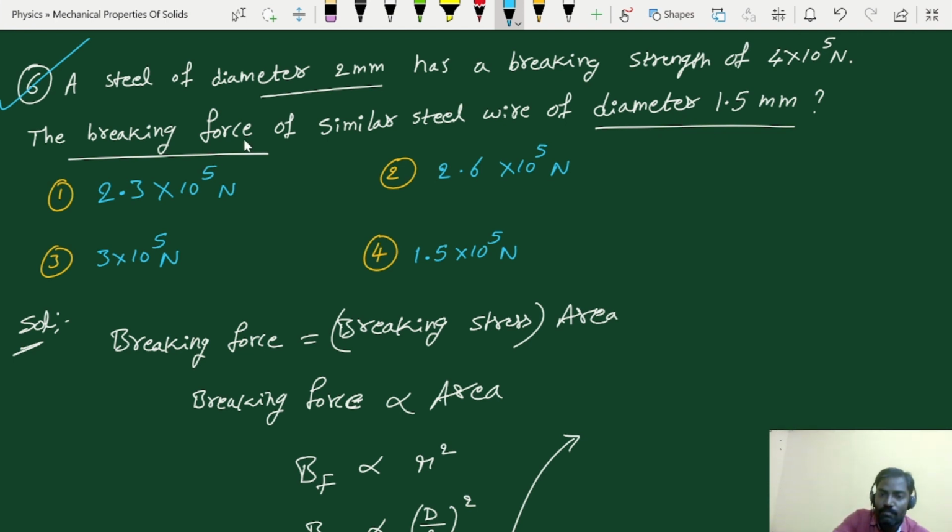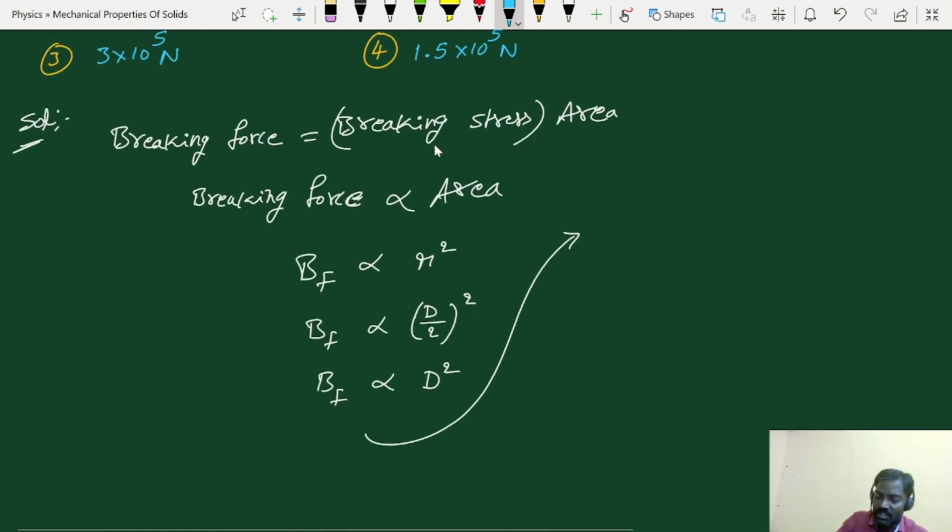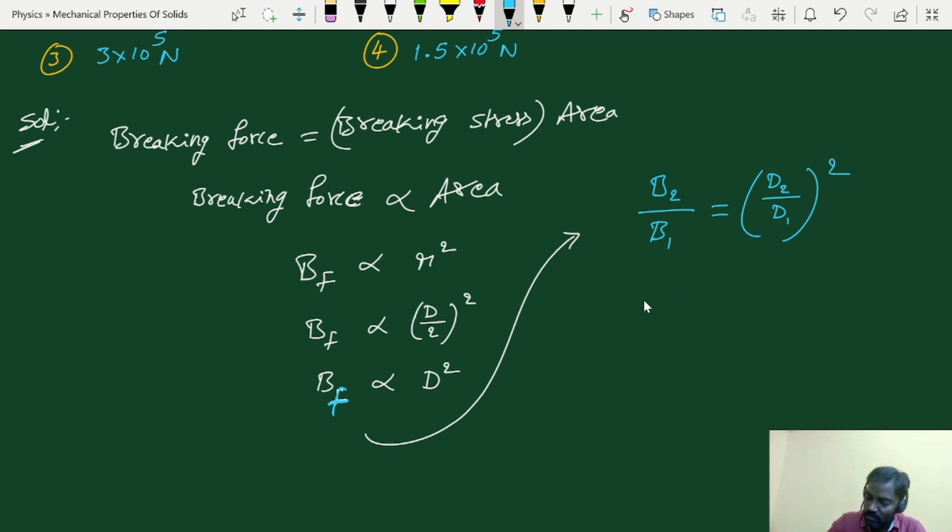breaking force. As breaking force is breaking stress into area, and as breaking stress is constant for a given wire, breaking force is directly proportional to area. Area of cross section is pi r square. So breaking force is directly proportional to r square. Radius is d by 2, so breaking force is directly proportional to square of the diameter. So new breaking force by existing breaking force is equal to d2 by d1 whole square.